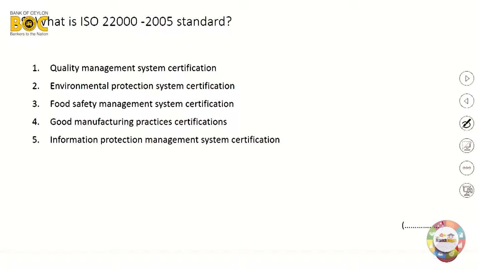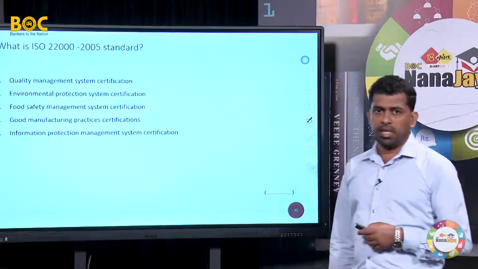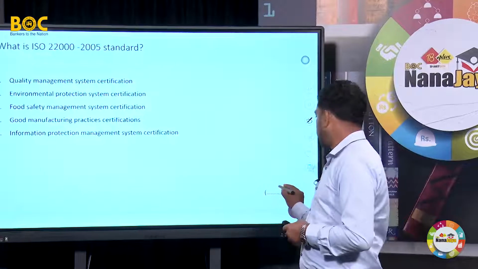Question number 29. What is ISO 22000? Quality management system, ISO 9000. Environmental protection, ISO 14001 series. Good manufacturing practices, that is GMP. Information protection management system certification, ISO 27000. ISO 22000 is relevant to food safety management system certification. The correct option is the third one.